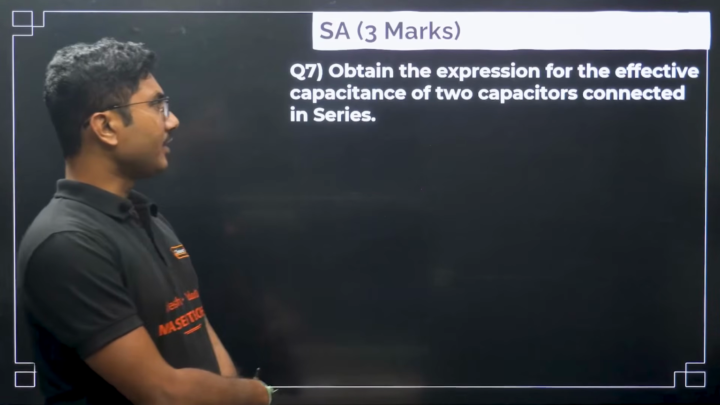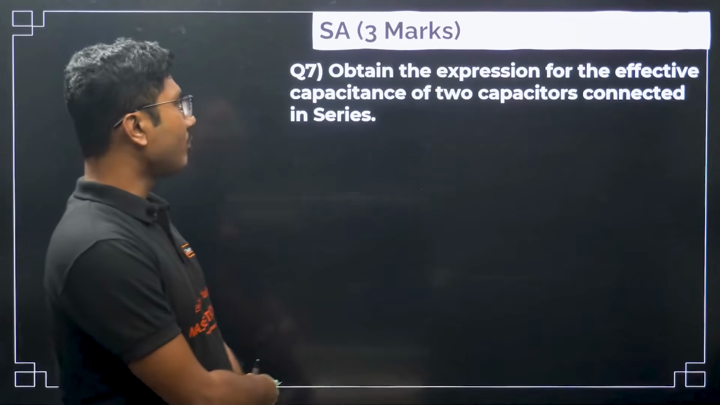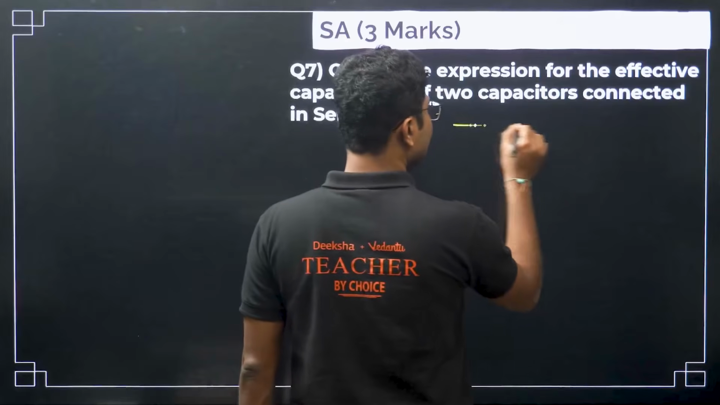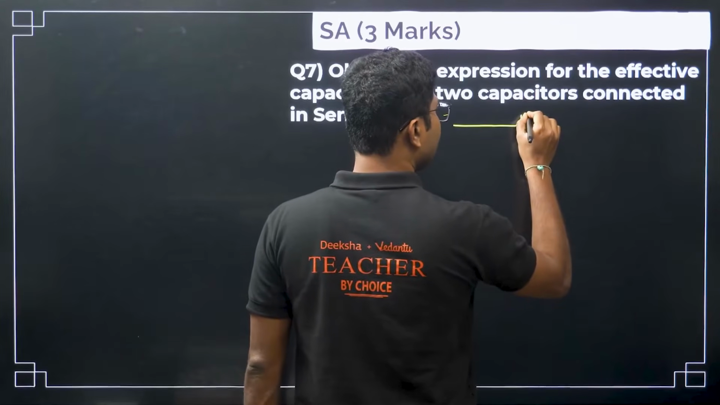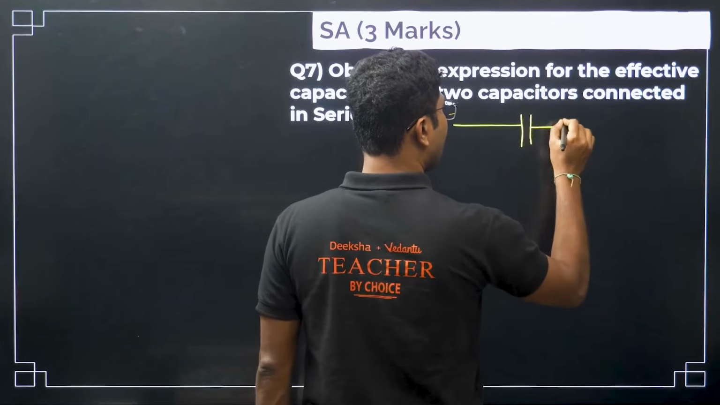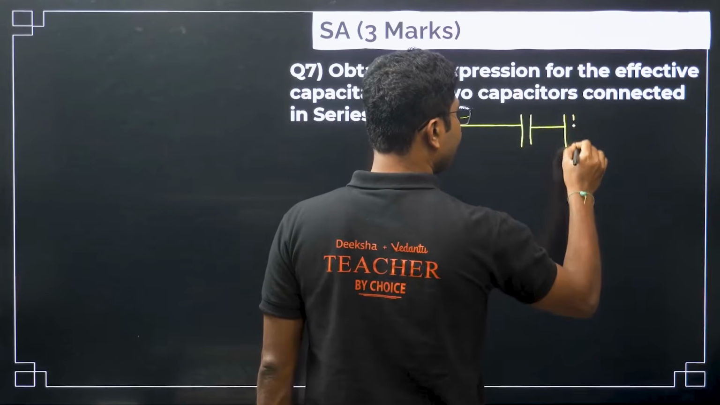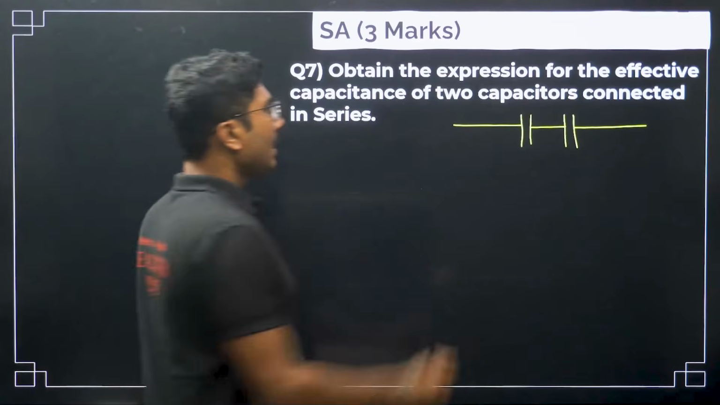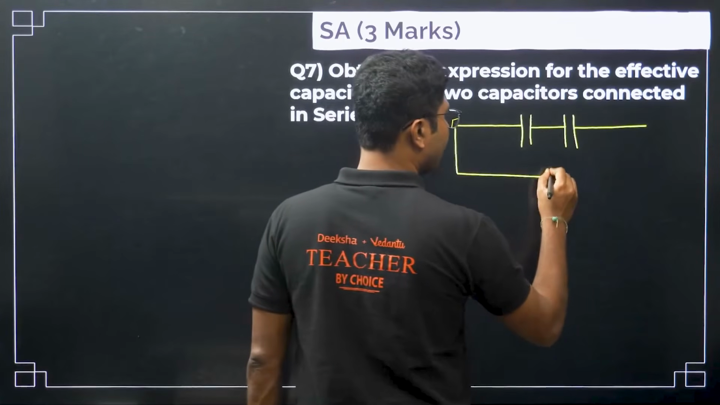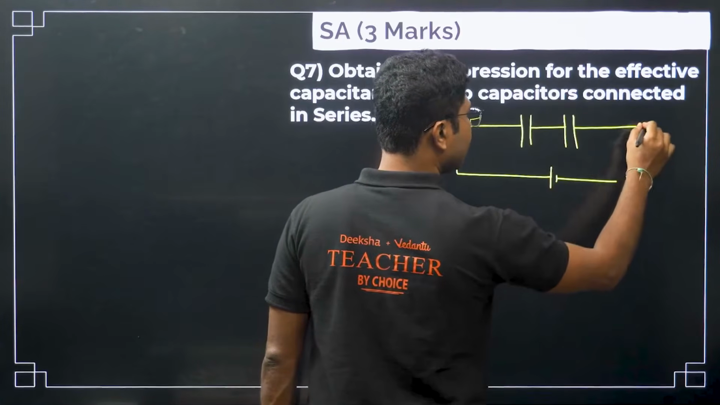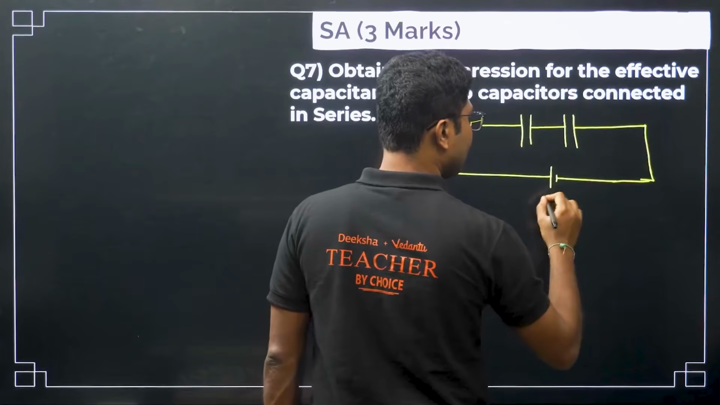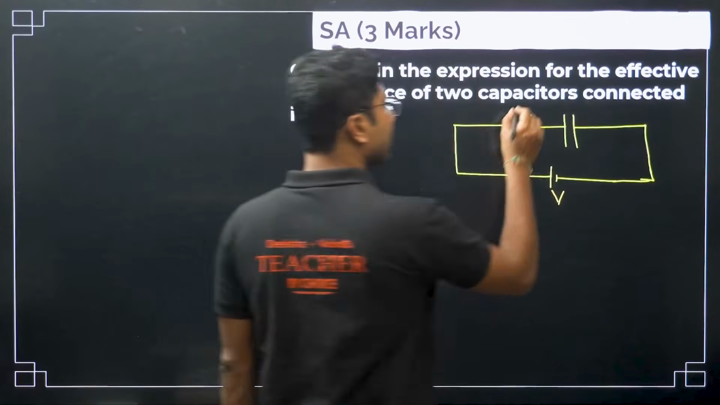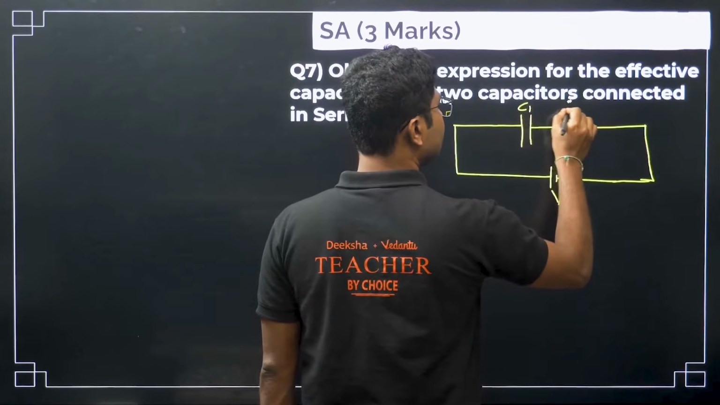Obtain the expression for the effective capacitance of two capacitors connected in series. The parallel one is easy. I am doing the series one. Maybe I will do the parallel one in a future video. Only two capacitors connected in series, and there has to be some power supply. We call it a battery, so there will be a battery here. V is the applied potential difference. The capacitance of this one is C1, this is C2.